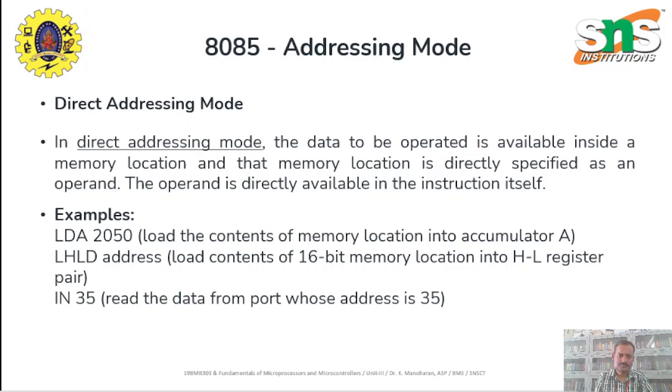Look at another example, LHLD address. Load the HL pair from this address. For example, LHLD 2050 means the content present in 2050 will be moved to HL. HL is a 16-bit register, so the current address 2050 and the next location will be considered for moving the data. Here also the address is specified directly. Look at the third example, IN 35. We are getting an input from port address 35, which may be a sensor or switches. The data is moved directly from port address 35. All addresses are specified directly. That's why it is called direct addressing mode.